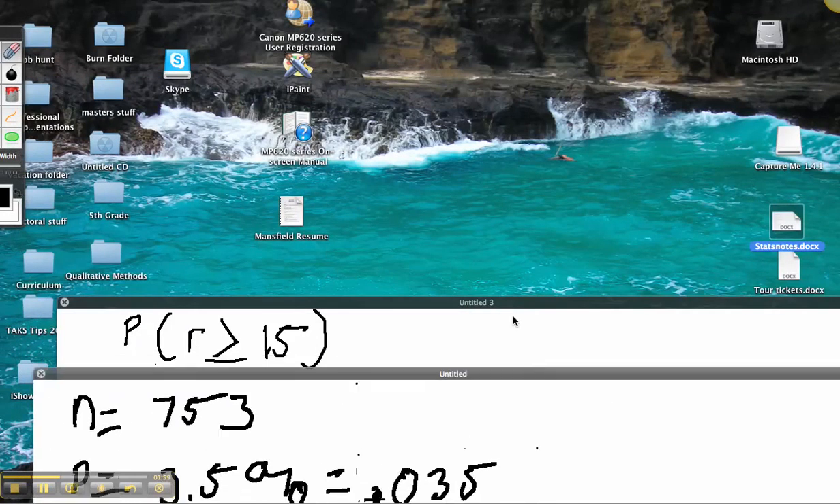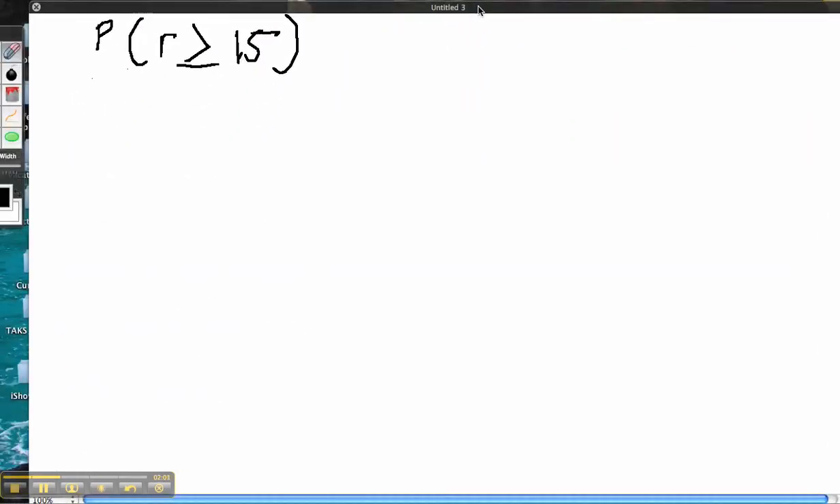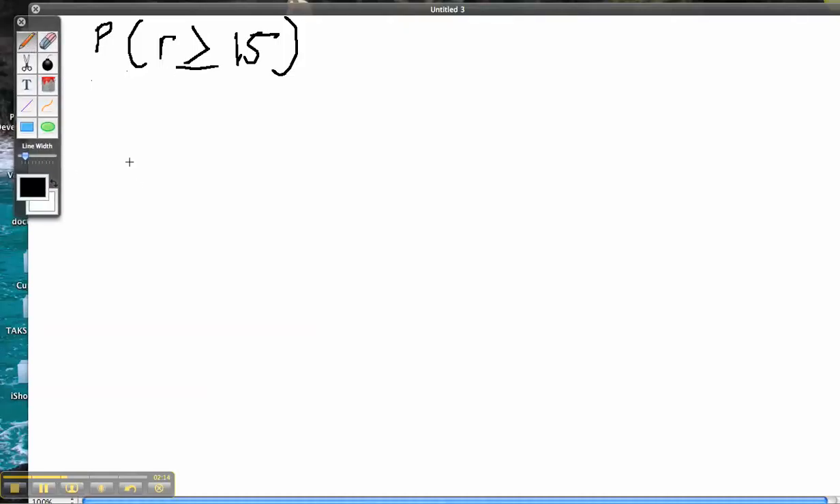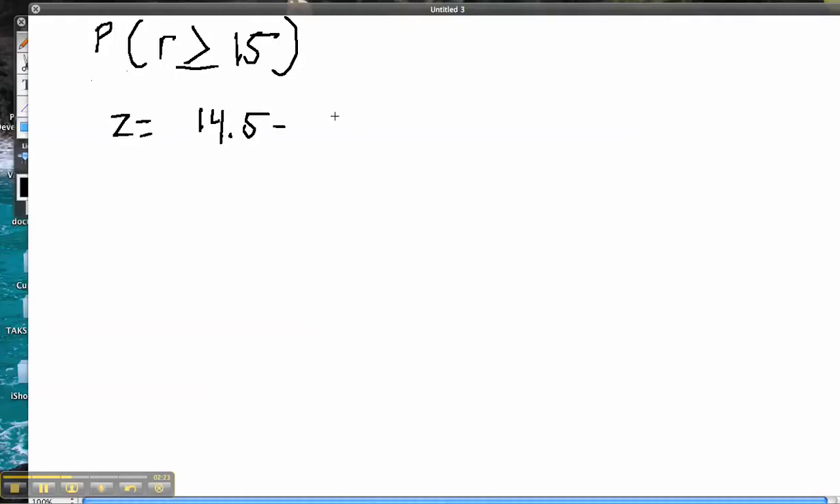Anyway, so what we're wanting to find out is the probability that a number greater than or equal to 15 will live to be beyond 90 years old. So with that, you want to find a Z. You start finding your Z-score. Z equals 14.5, not 15, minus 26.36. Divide that by your standard deviation.